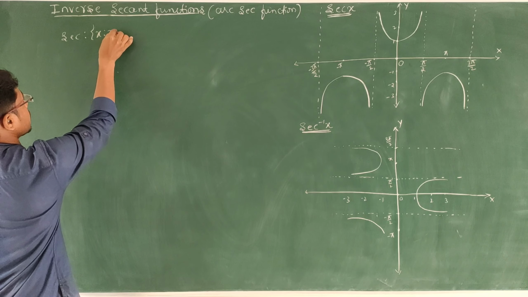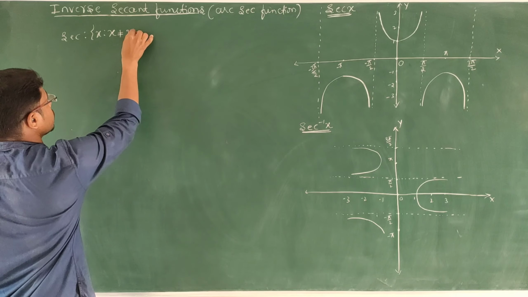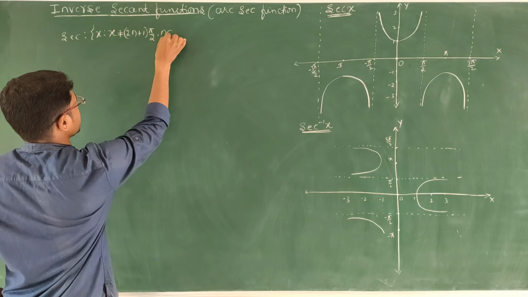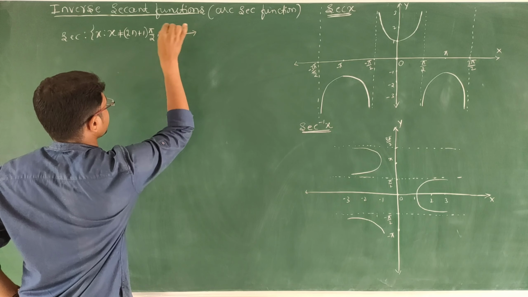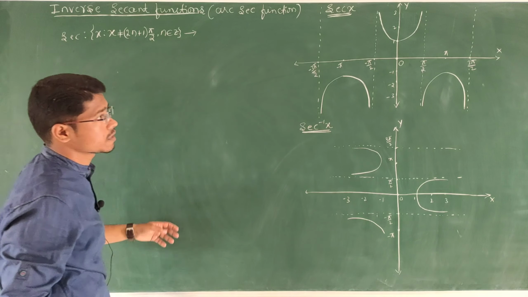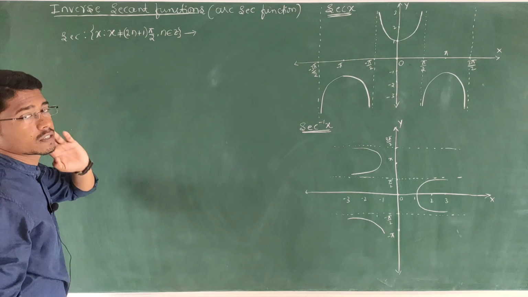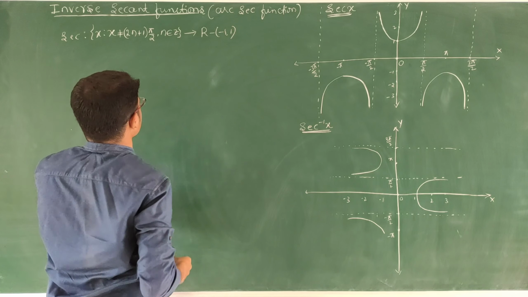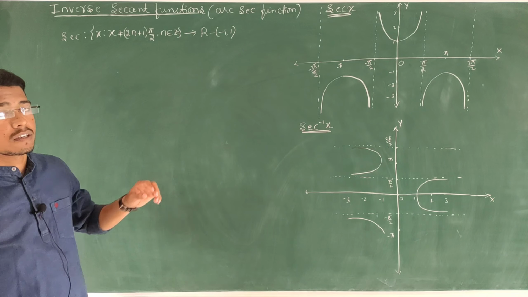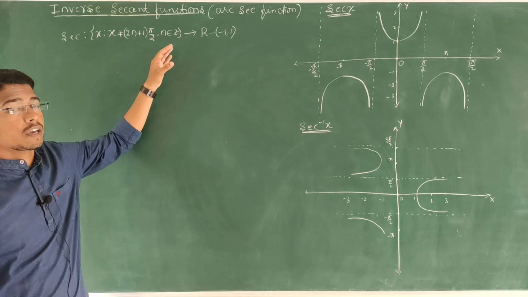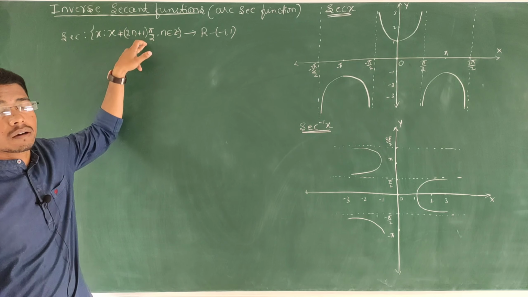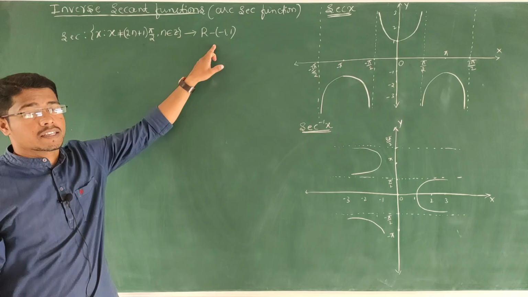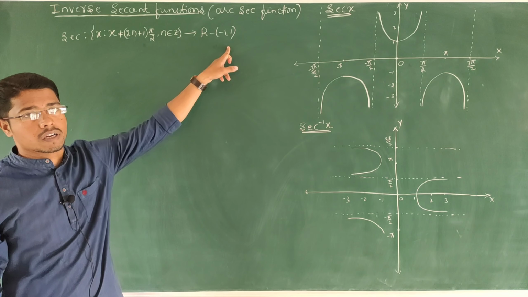x such that x is not equal to (2n+1)π/2 where n belongs to Z, to R minus (-1, 1). So this means the sec function is not defined at odd multiples of π/2, and it gives all values except (-1, 1).